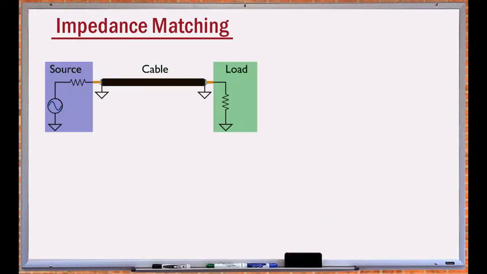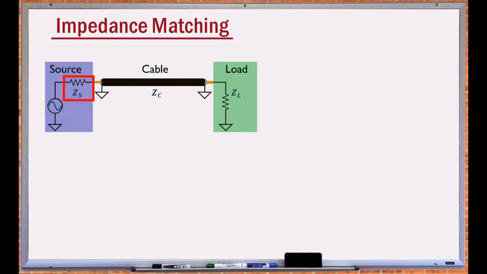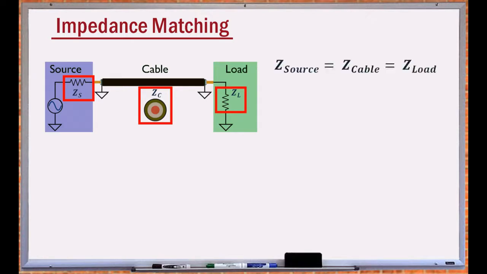An impedance mismatch can happen whenever the signal medium changes. For example, when the source is connected to the cable or at the load. These mismatches cause reflection and signal loss. In general, the source output impedance, cable characteristic impedance, and load impedance must be made equal for optimal performance.